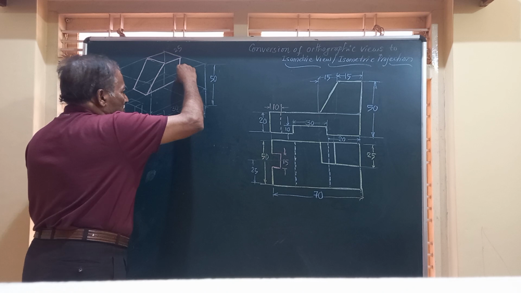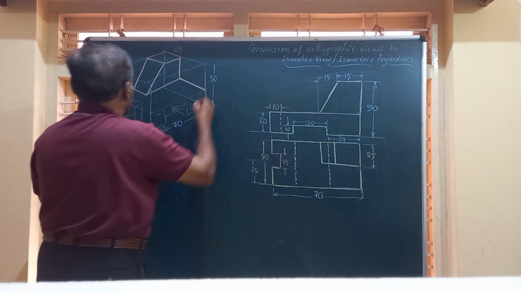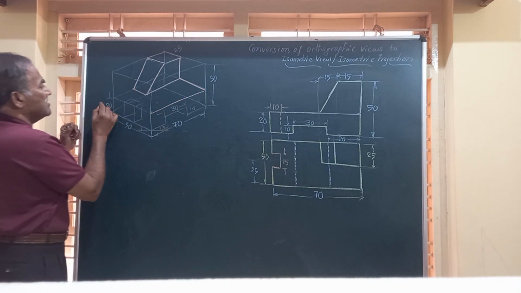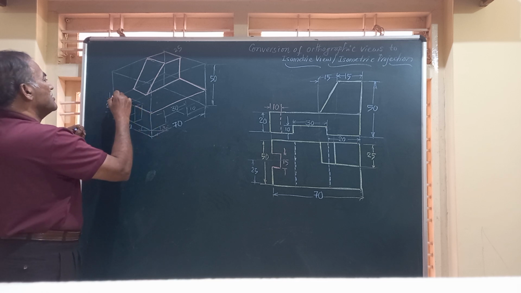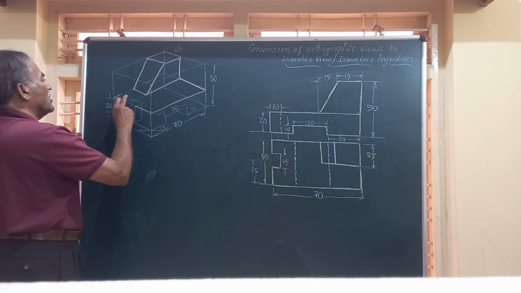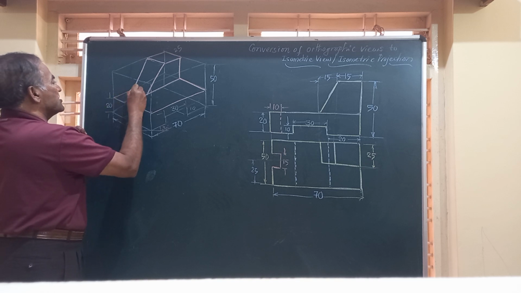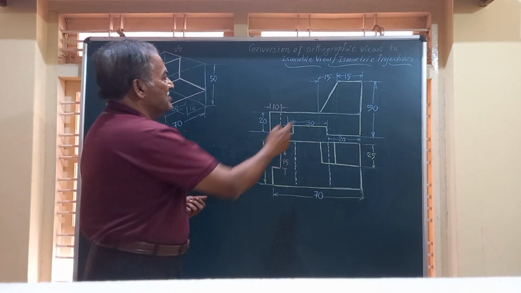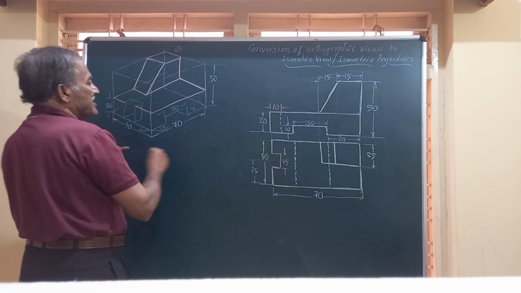So that platform I am going to draw by visible lines. This is one line, the second line, the third line here, the fourth line. So I have shown all the four edges of the top surface, friends. So this I have completed. This flat surface I have completed.